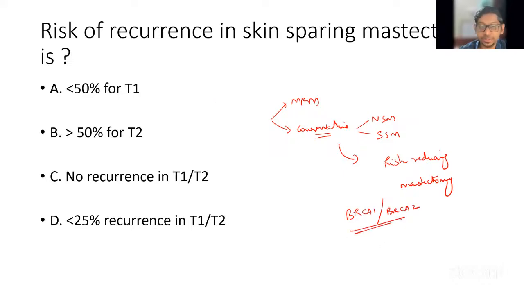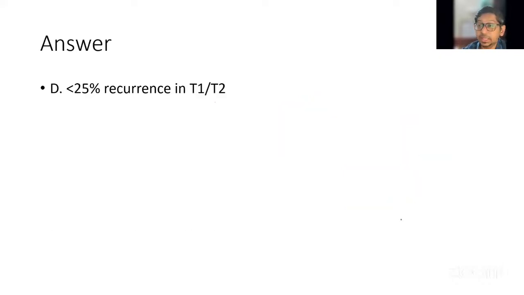These kind of patients who have a high risk, more than 25% risk of developing breast cancer, we offer them a risk reducing mastectomy. That is where we offer these patients conservative options, so nipple sparing or skin sparing mastectomy. So the answer here is the risk is low. It is not 0%. There is definitely some percentage of risk, but the risk is definitely low, less than 25%.